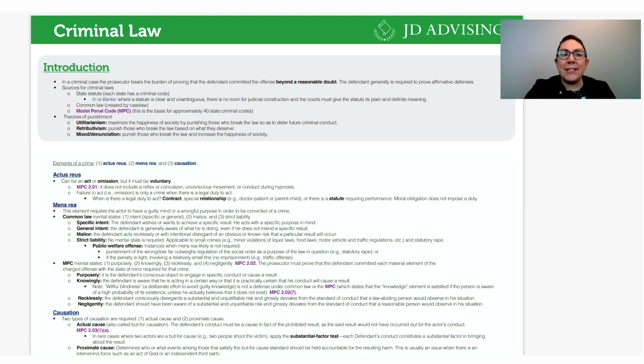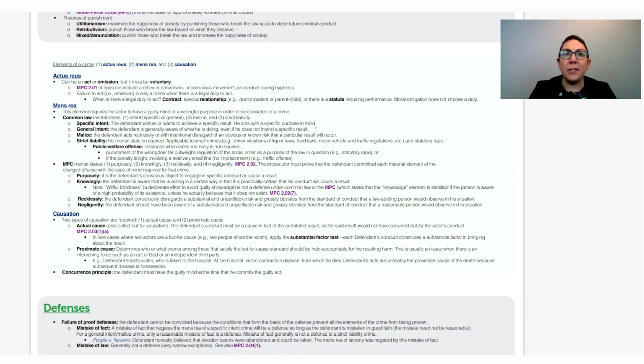We're going to talk next about the various elements of a crime. Now, this doesn't apply to any particular crime. This is for all crimes. So whether we're talking about murder, burglary, bank robbery, larceny, any crime you can think of, all crimes have three main elements. Those elements are the actus reus, or guilty act, mens rea, or guilty mind, and causation.